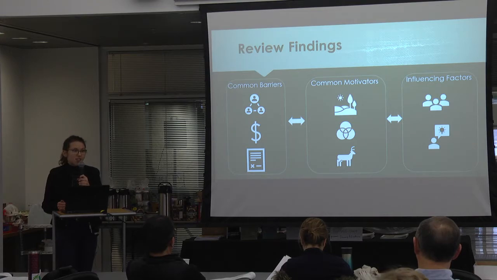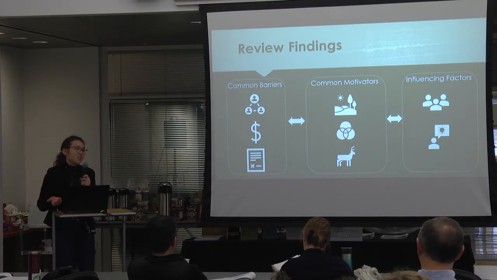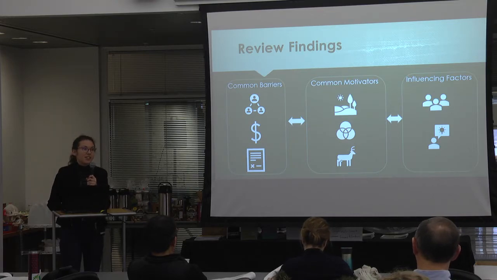Some other influencing factors include socio-demographic information, such as age and education, and just a basic understanding of what agroforestry is and the nomenclature around it. If they don't know what it is, they're not going to be interested in having these systems on their land.